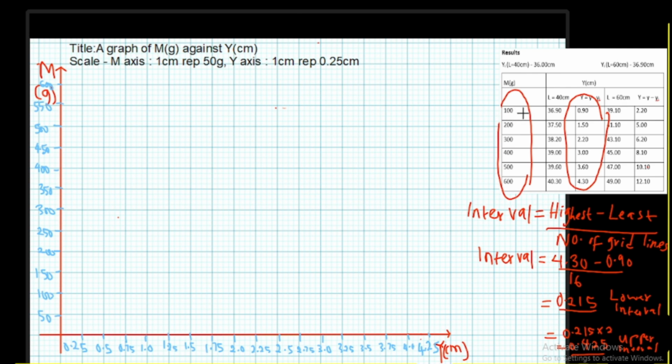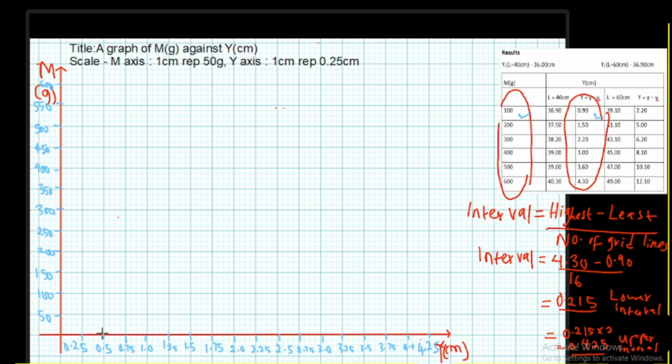Now the first point to plot is for 100 and 0.9. Alright, so m is at 100, and then for y we have 0.9. So we're going to come down here. 0.9 should be between 0.75 and 1.0. Alright, 0.75 and 1.0. Now to get the values in between, we divide the interval we have here, which is 0.25. This is 0.25. We divide the interval we have here, which is 0.25, or the first number we have here, which is still 0.25. Alright, the first number from 0, that's from the origin.